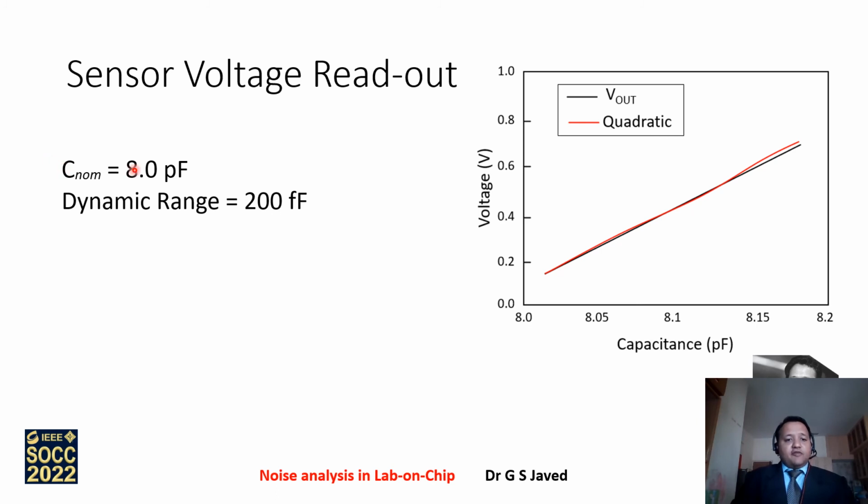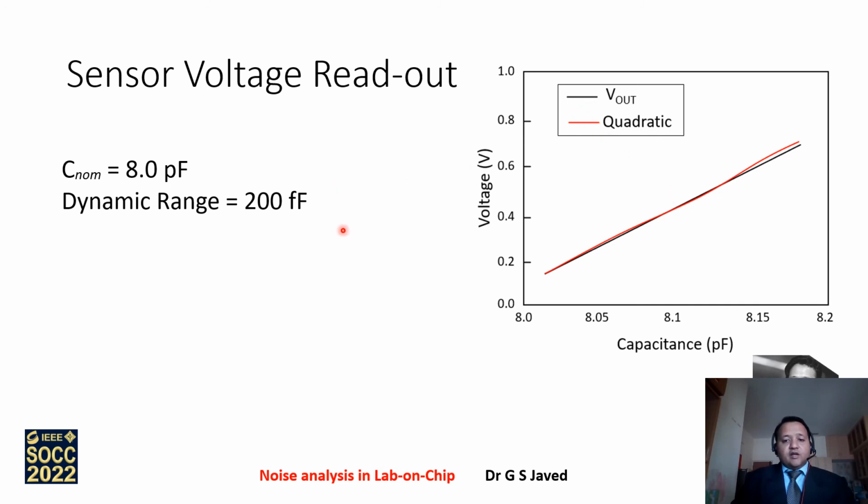For a C nominal of 8 picofarad, that means having the nominal capacitance at 8 picofarad and having a dynamic range of 200 femtofarad in the system, when this capacitance was swept, the total output voltage measurement is shown in the black line. It is fairly linear, as the quadratic fitting of that particular line is closely matching. So we are closer to a quadratic fit than to a linear fit.